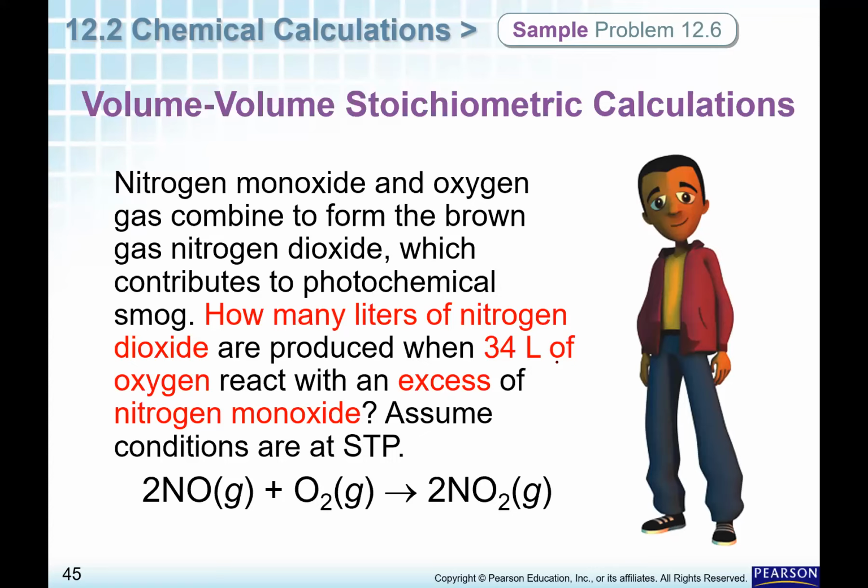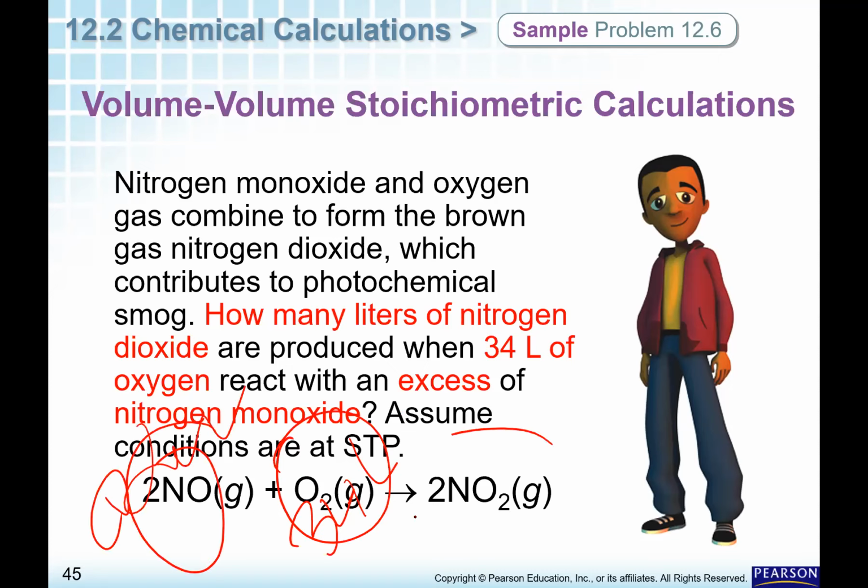So the question is telling you that we have 34 liters of this, and this is in excess, so it's not needed in the calculation. That's what it means. And we need to know how many liters of nitrogen oxide we produce, assuming that we are operating under STP. So what kind of calculation is this?